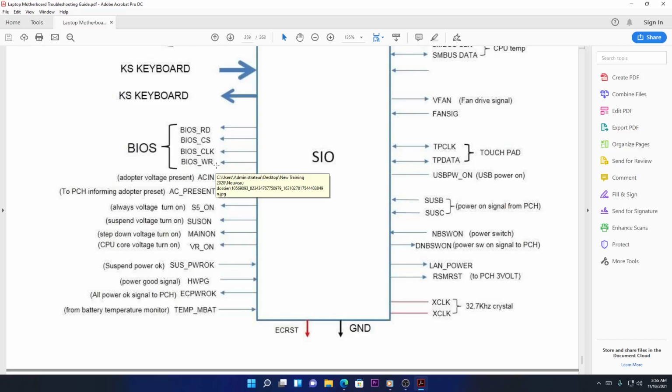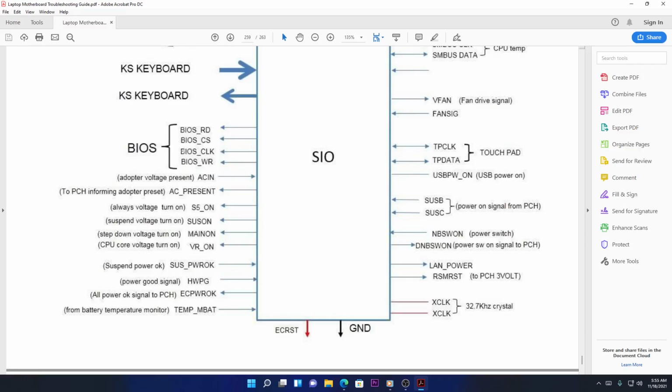The BIOS will have 4 pins, which are very, very important. The first one is read. BIOS RD means read. You need to read the chip. BIOS CS means chip select. It needs to select the chip. BIOS CLK means BIOS clock. And BIOS WR means BIOS write.